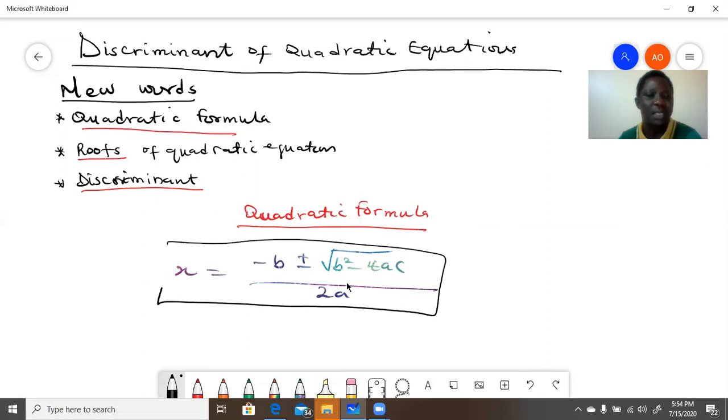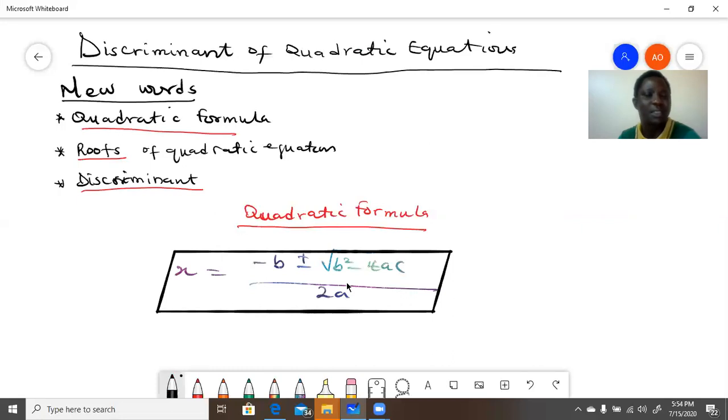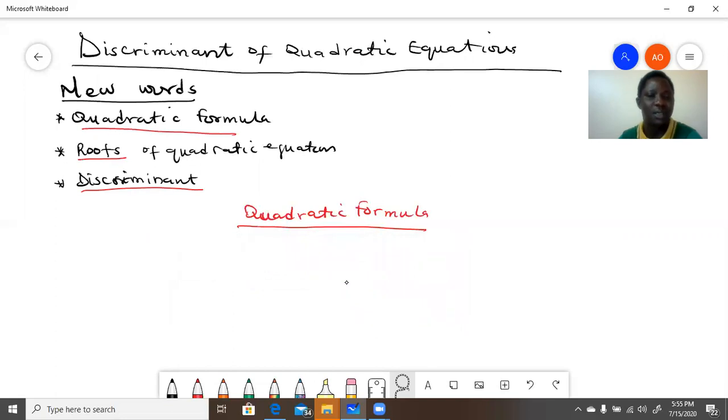So let's keep it aside. The quadratic formula is the formula that we can use to determine the roots or the solution of a quadratic equation. That's the first one. So when I mention the quadratic formula, I'm talking about this formula, x equals minus b plus or minus the square root of b squared minus 4ac over 2a. Don't forget that. When I mention it, you know what I'm talking about as the lesson continues.